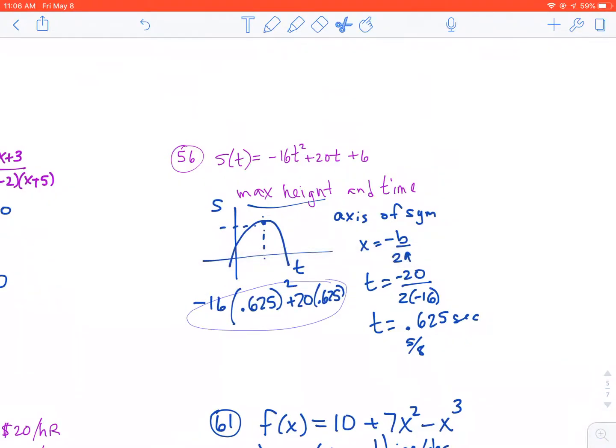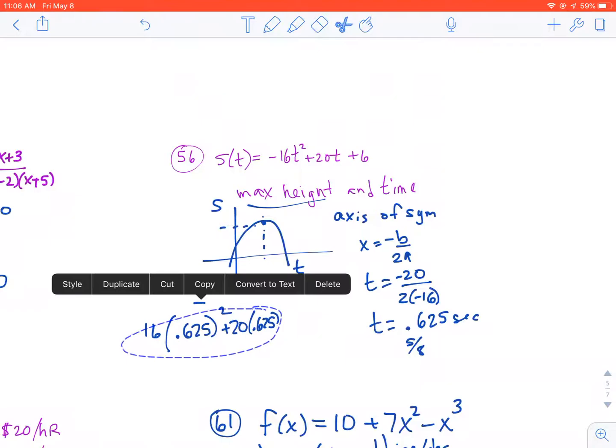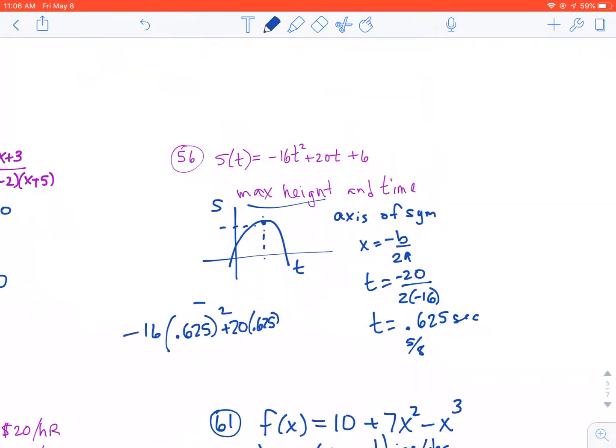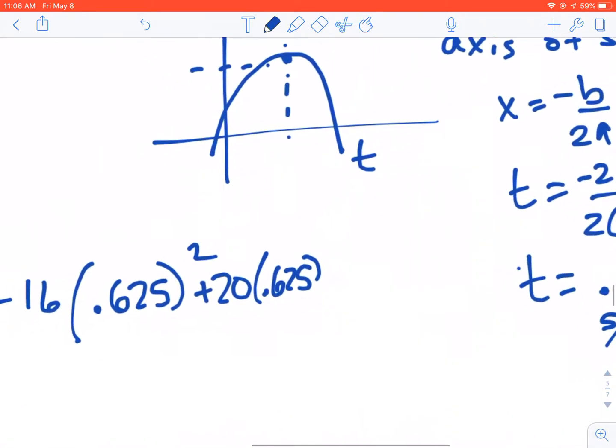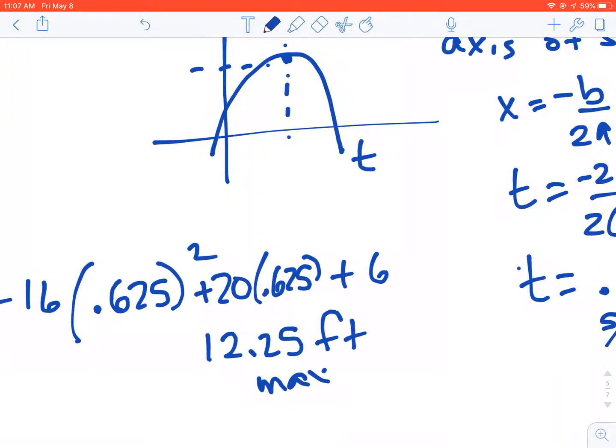Let me take the whole thing instead of just part of it. Well, there we go, and I lost the negative sign this time. All right, so negative, and let me get rid of that negative sign because it looks silly. Okay, and then plus 6. So I would type that into my calculator: negative 16 times 0.625 squared plus 20 times 0.625 plus 6. And I get 12.25. So 12.25, and I'm assuming it's feet, is the maximum height.